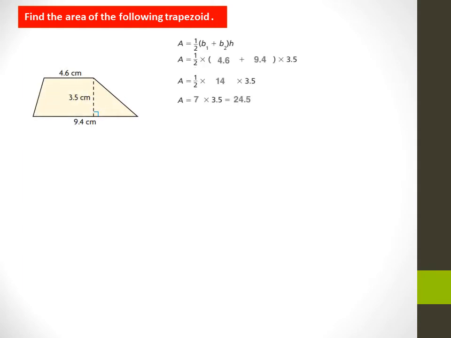So A is equal to half times B1 plus B2 times height. So it's equal to half times 4.6 plus 9.4 times 3.5. The answer is 24.5 centimeters squared.